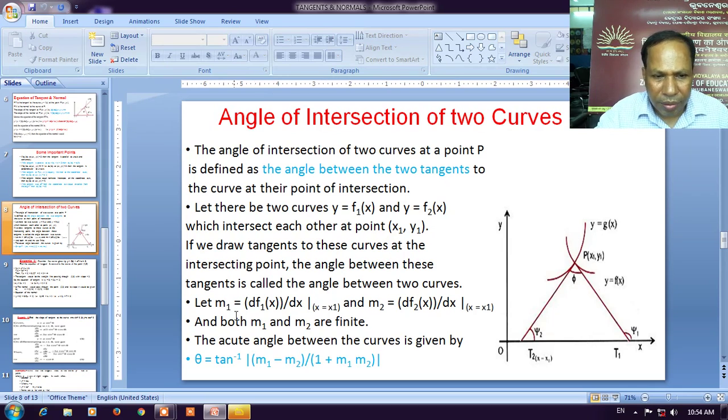So here m1, the slope of the tangent to the first curve, is the derivative of f1(x) at x = x1, and m2 is the derivative of the second curve at x = x1, and both m1 and m2, that means both the slopes, must be finite quantities. Then the acute angle between the two curves is given by tan theta equals the absolute value of (m1 minus m2) by (1 plus m1 into m2). That means theta becomes tan inverse of (m1 minus m2) by (1 plus m1 m2).